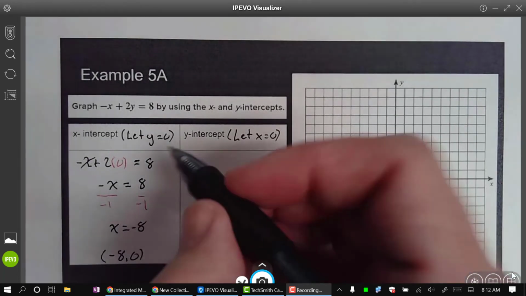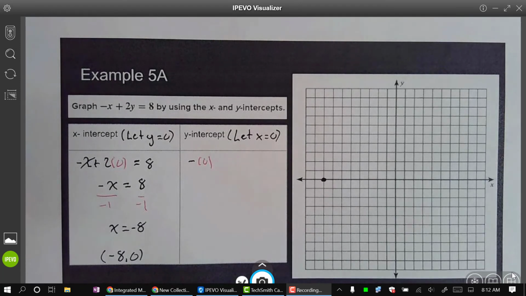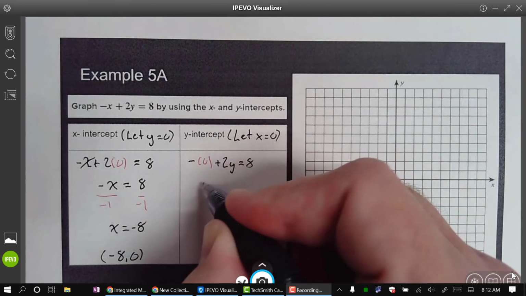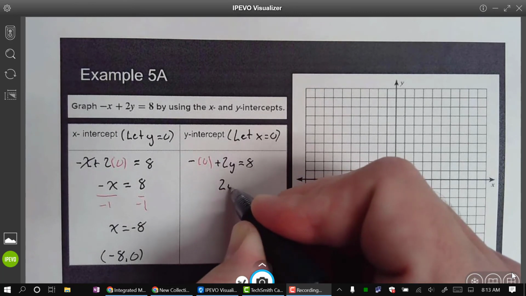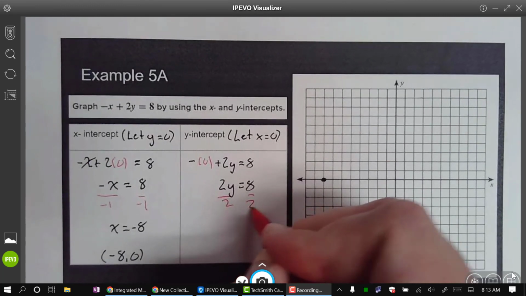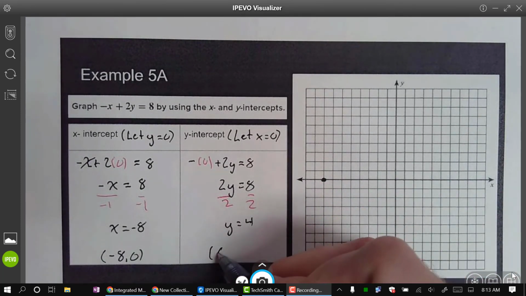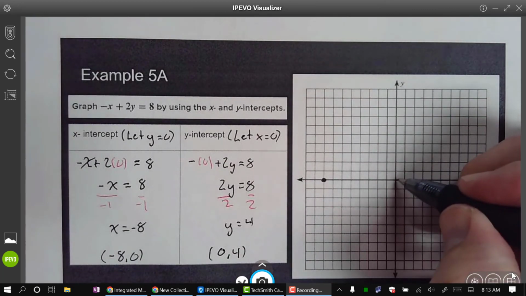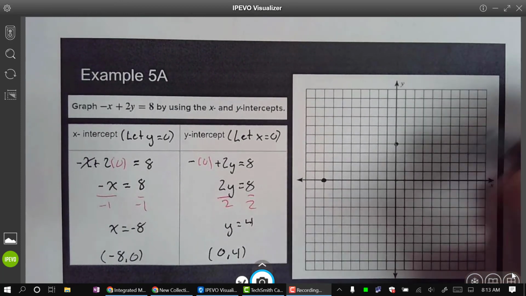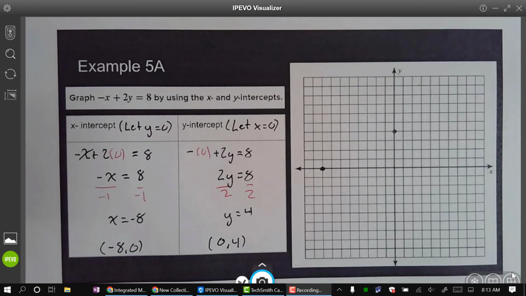Now let's find my y-intercept. I'm going to let x equal 0 this time. Plus 2y equals 8. Well, anything times 0 is 0, so this is just going to be 2y equals 8. Divide by 2. I get y equals 4. So this one's going to be 0, 4. 0, 1, 2, 3, 4. So we want to be on the axis that we're representing. And that's how you graph x-intercepts and y-intercepts.